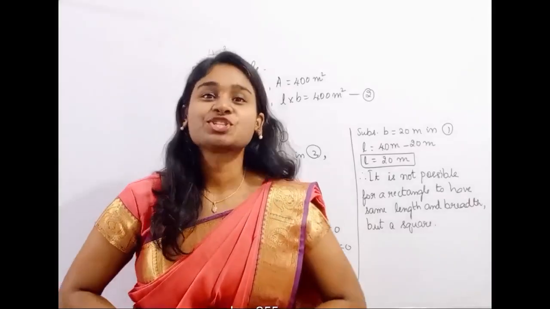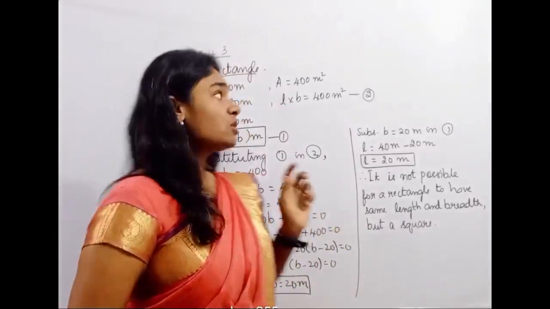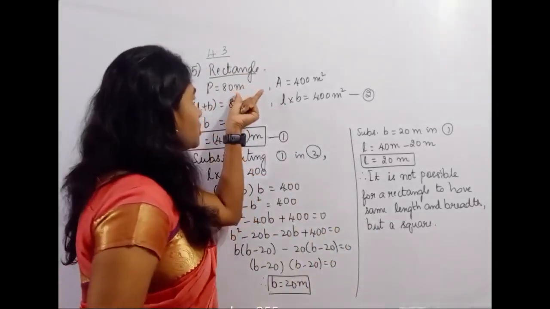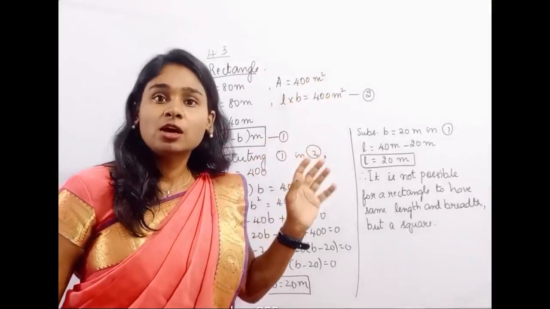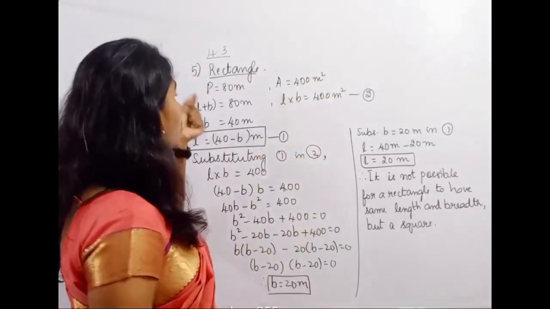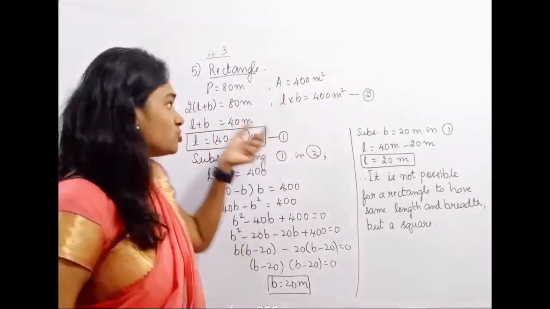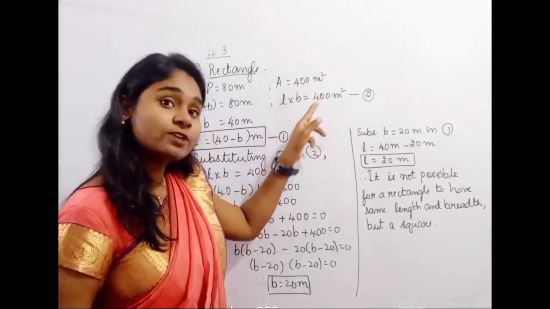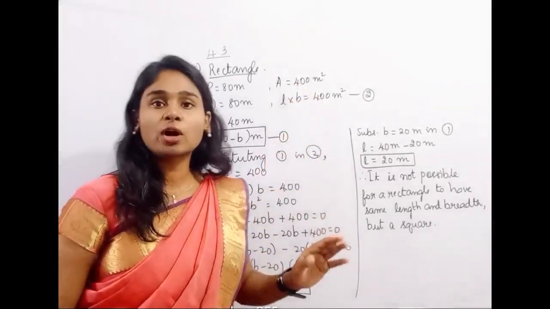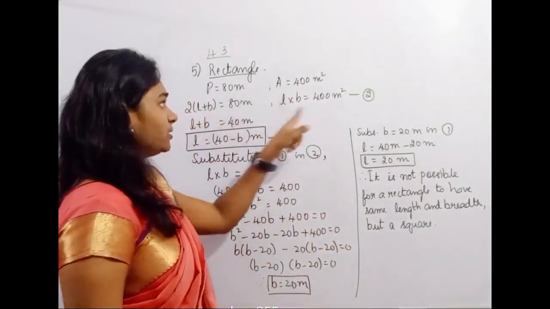Let us solve the fifth question of exercise 4.3. So now it says the perimeter of a rectangle is 80 meter and the area of that rectangle is 400 meter square. So now we know what is the perimeter of a rectangle, isn't it? So 2 into (L plus B) is equal to 80 meter. Now then what is the area of a rectangle? It is L into B is equal to 400 meter square. So substituting that, we get this.